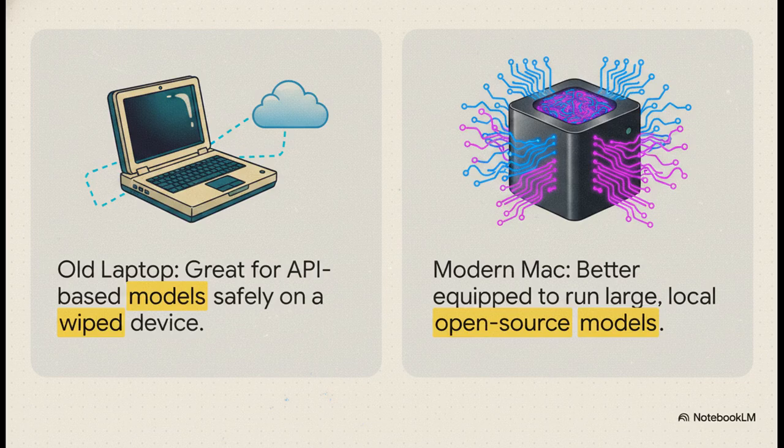But if you want the ultimate privacy and the limitless, unmetered speed of running massive open-source models natively, we're talking models like Llama 3 or Qwen, you need serious processing power. For that, you'll want to step up to a modern Mac Mini or a Mac Studio. Apple's modern unified memory architecture is uniquely equipped to load those giant, heavy models completely on-device.